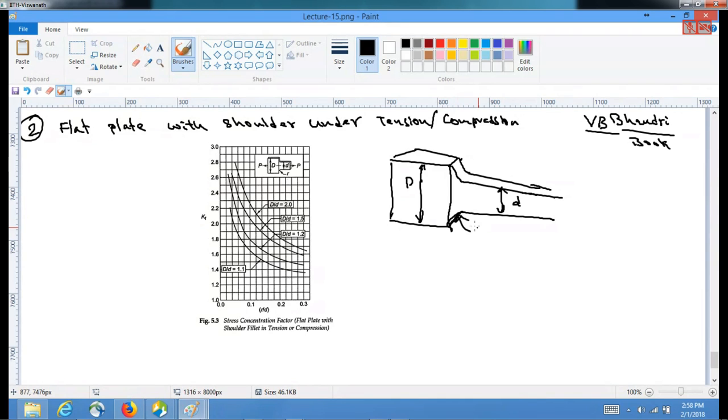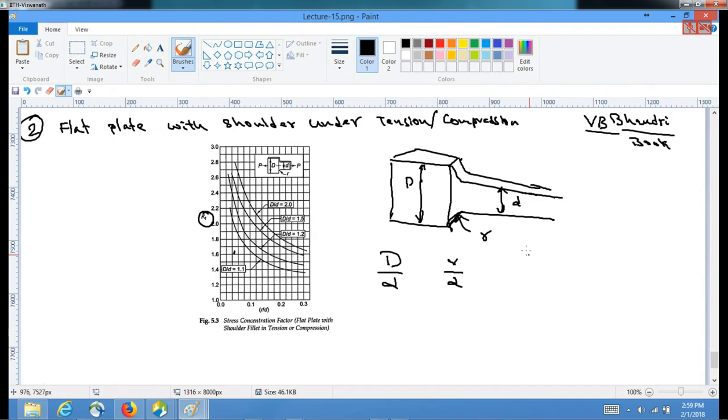Now you can see that for different D by d ratios, this is for D by d of 1.1, this is 1.2, 1.5, and so on. For different R by d, where R is the root radius or fillet radius, which is on the x-axis, you can get the corresponding KT, the stress concentration factor. If you know this kind of scenario, you take D over d and R over d and pick the corresponding line. If it falls somewhere in between, you can interpolate based on these lines, using simple interpolation techniques.